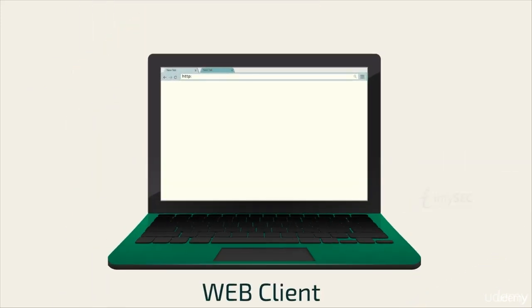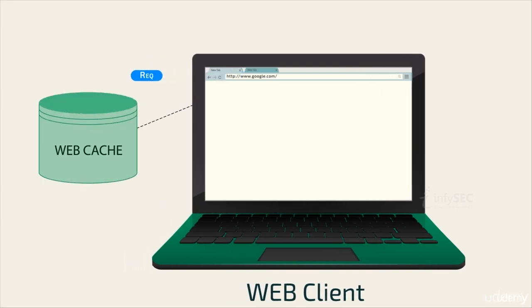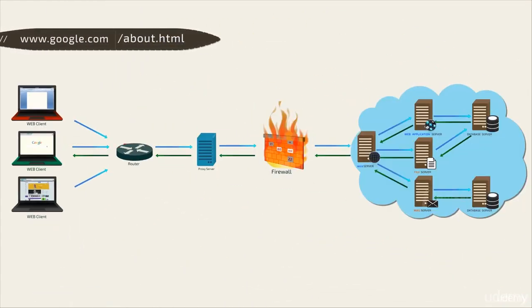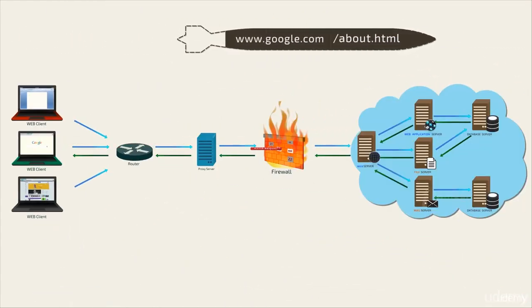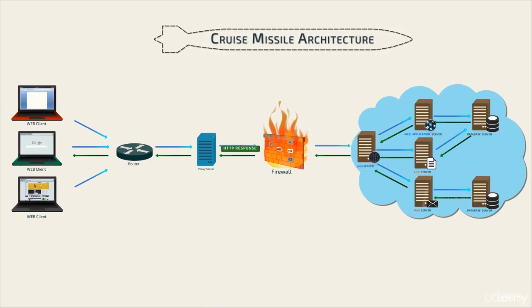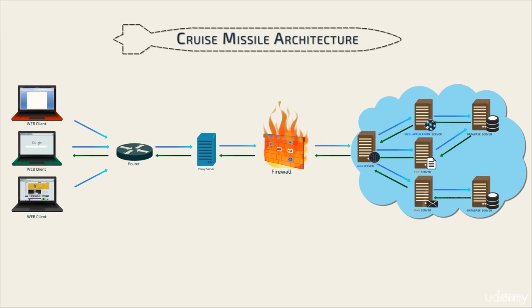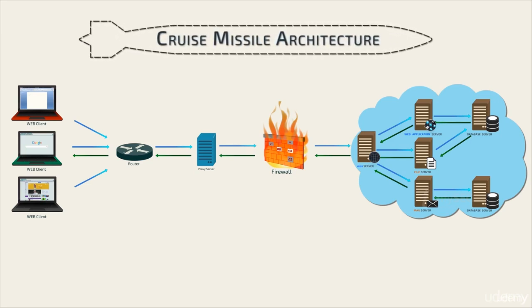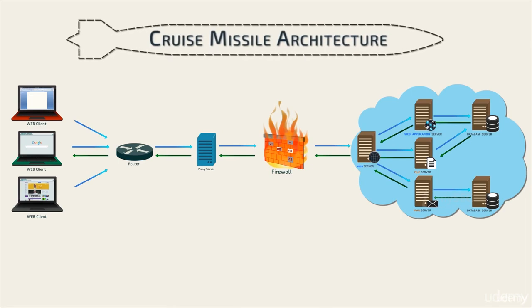Next time, when a user requests google.com, instead of fetching the response from the server, the browser processes the request using previously stored responses from web cache. A request that passes through a router, proxy, firewall, web server, web application server, and database server to fetch a response looks like a cruise missile, thus making us christen this structure of working as the cruise missile architecture.